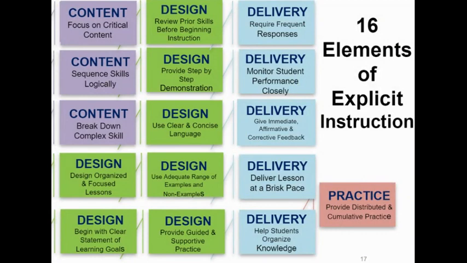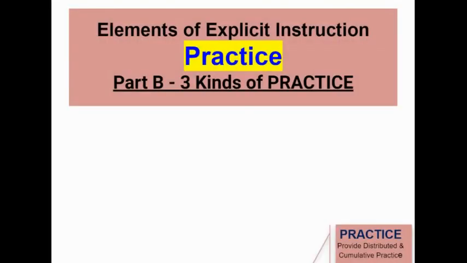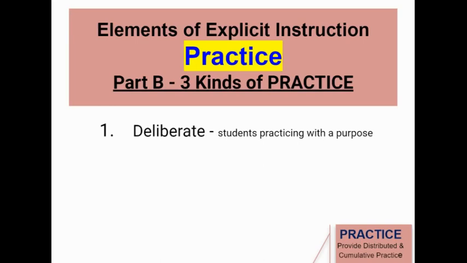As Dr. Archer said in that very first video, and we talked about it just a little bit in part A, there are 16 elements. We are going to be focusing on that very last element, the practice. It's the 16th element. So we're going to be thinking about practice in the 3 different kinds. We know that we need to be deliberate in choosing what students do or what students are engaged in when they're practicing. So it should be something that is very key to their learning. We are deliberate in choosing what content is to be practiced.